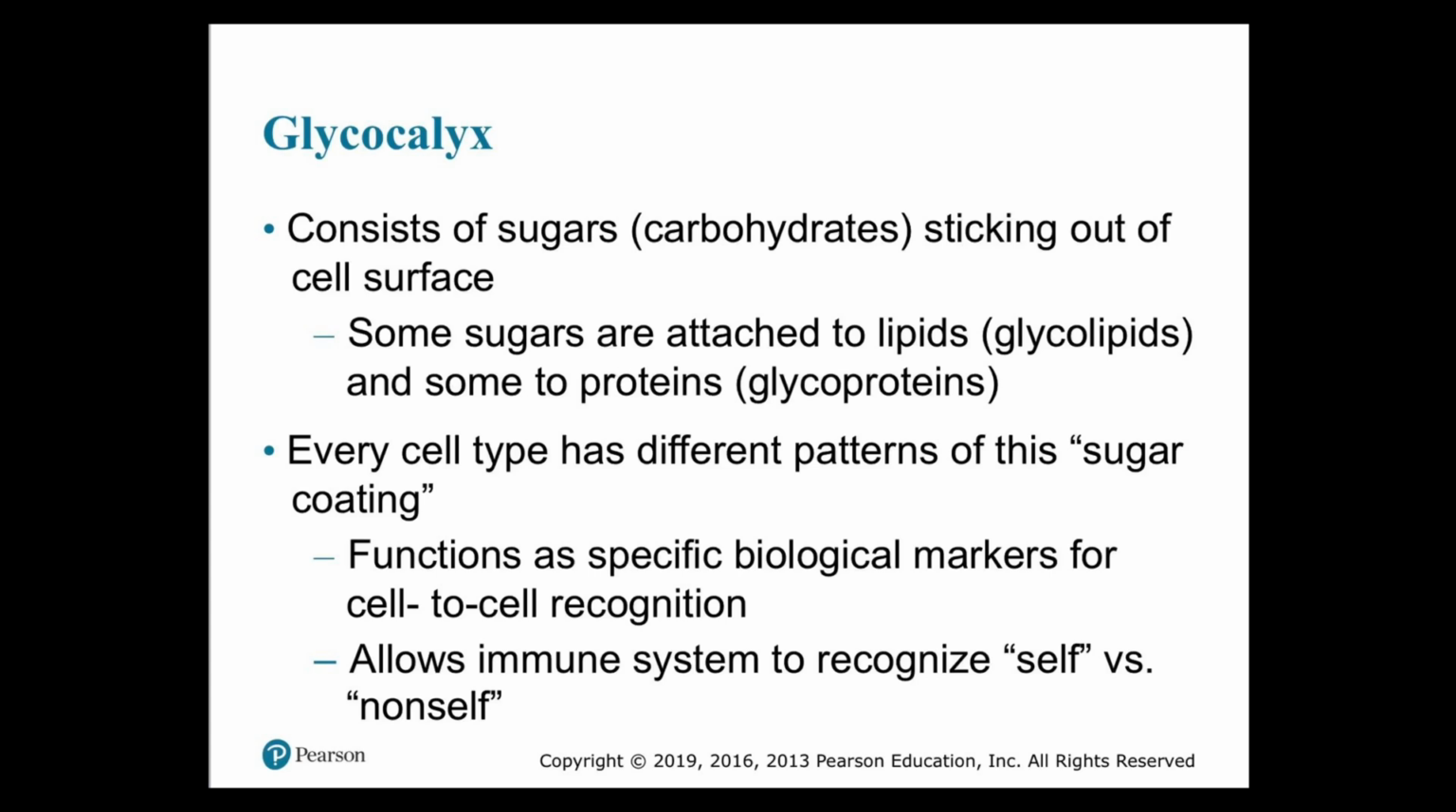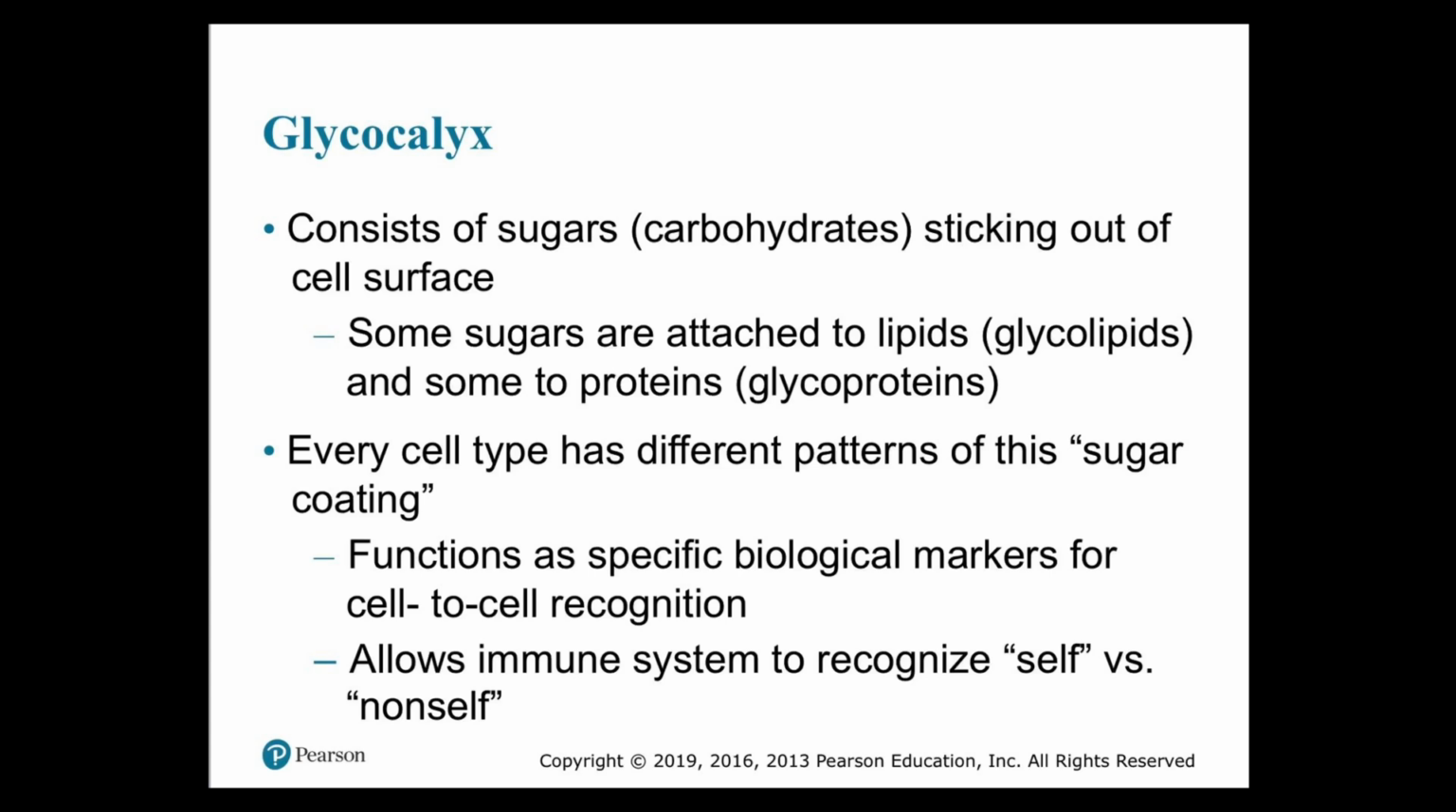So the glycocalyx is the third component of the cell membrane and consists of sugars or carbohydrates, or specifically oligosaccharides, sticking out of the cell surface. Some sugars are attached to lipids, and they're called glycolipids, and some to proteins, and those would be called glycoproteins. Every cell type has different patterns of this sugar coating, which functions as specific biological markers for cell-to-cell recognition and allows the immune system to recognize self versus non-self.